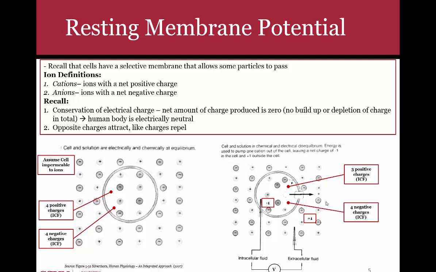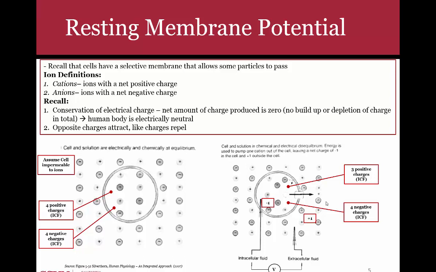All right, so before I move on, I just kind of want to give some definitions. So there are two types of ions. There are those that are net positively charged and those that are negatively charged. The positively charged ones are called cations, and the negatively charged ones are called anions. And just as we move forward, just keep in mind that we're going to talk about conservation of electrical charge. So there's no net amount of charge produced. So you're going to be electrically neutral, and opposite charges attract.